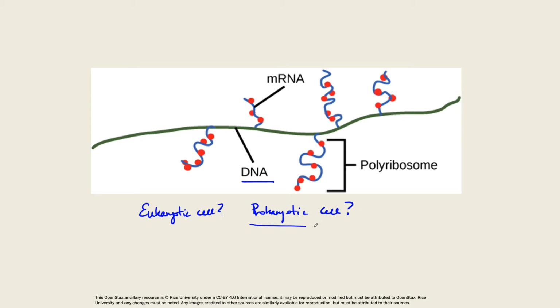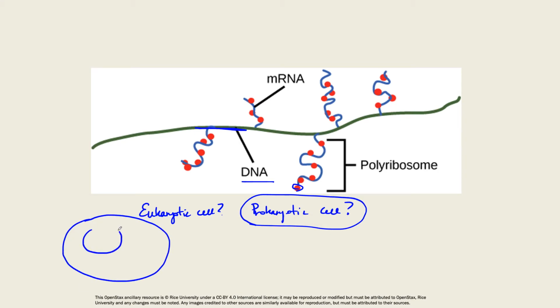So this is actually a prokaryotic cell. And how do I know that? Well, the reason I know that is the DNA is here, right? But ribosomes are also present at the same time. So in a eukaryotic cell, if we draw a eukaryotic cell down here, we have a nucleus, okay? And in the nucleus is where all of the DNA is. So that would mean that transcription would be happening there, right? Because that's where the DNA is.